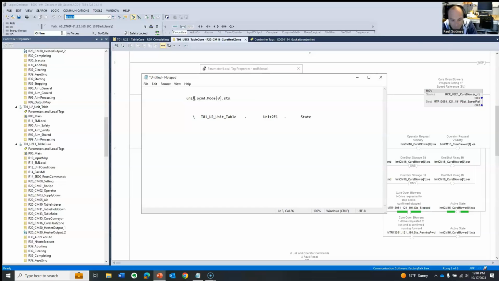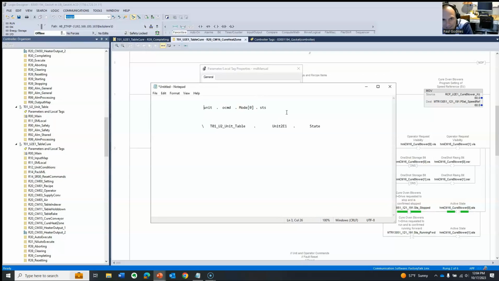We have unit dot OCMD dot mode element 0 dot STS. What the heck does this mean, right? This can be very confusing to new people, and sometimes if you're a little older like I'm getting and you don't use your glasses, you might miss some of these dots and get confused as to where what is. So let's just pay attention here.